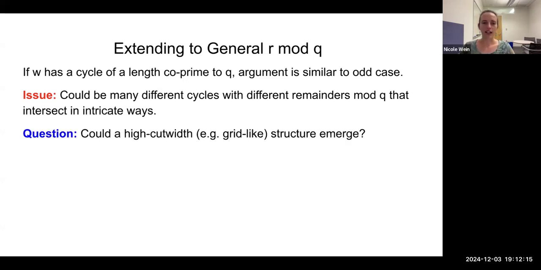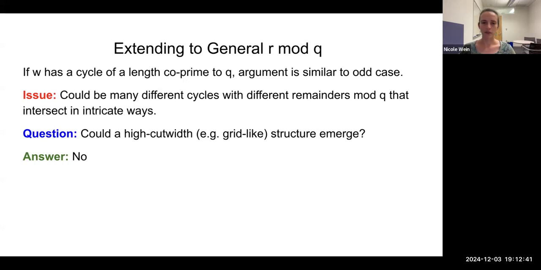So the question that arises is, could the walk have high cut width by, for example, having some kind of structure emerge that looks sort of grid-like, which would be a high cut width structure? And the answer that we show is no, this couldn't happen. And so we can again bound the cut width and then use dynamic programming to solve the problem.